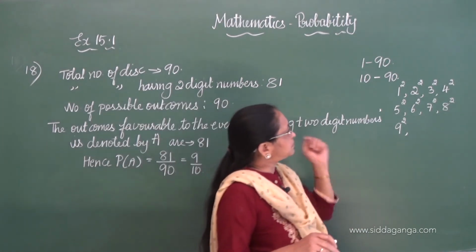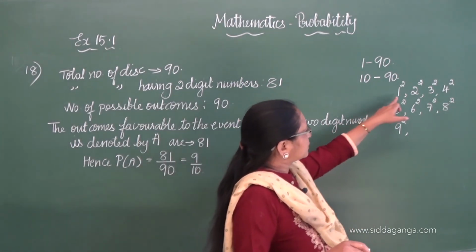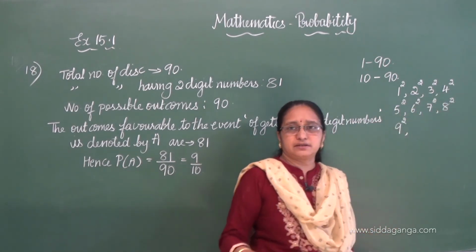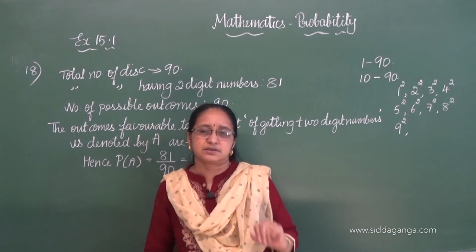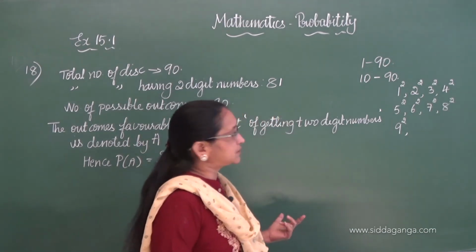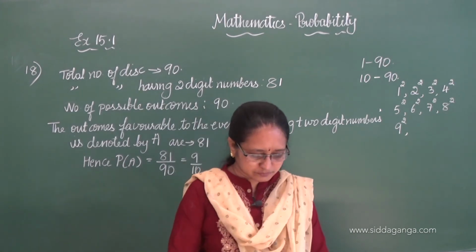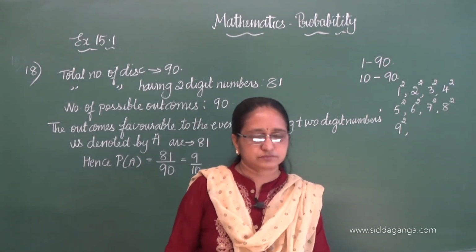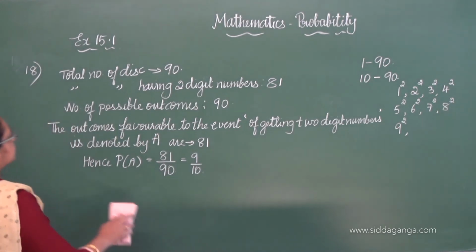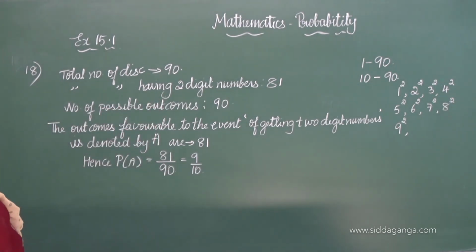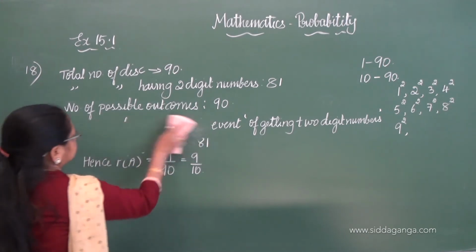Then how many possible outcomes here? 1, 2, 3, 4, 5, 6, 7, 8, 9. Possible outcomes are 9 numbers. I hope you understood that. Okay, now I will write that. So total number of discs is the same, and here I will rub from here.